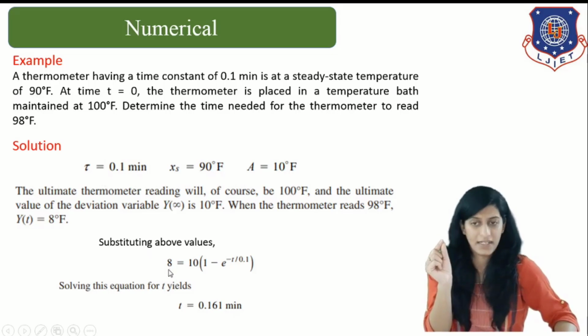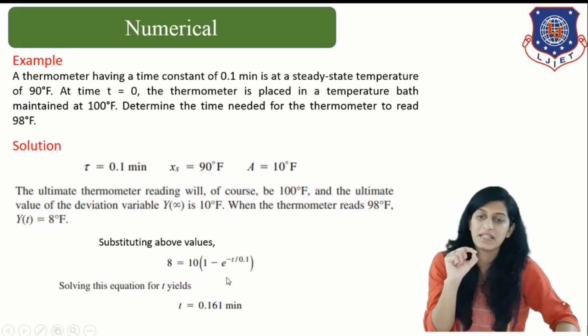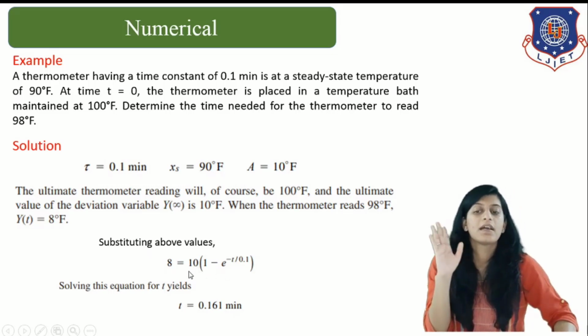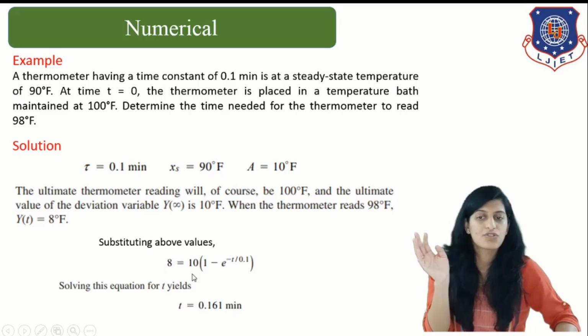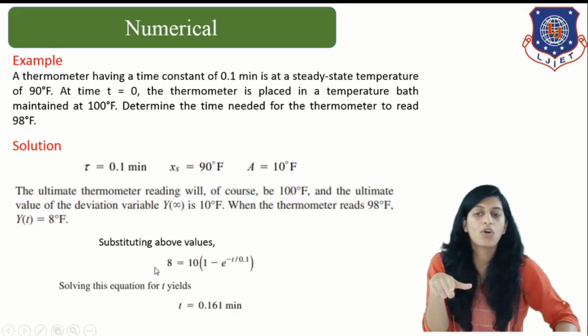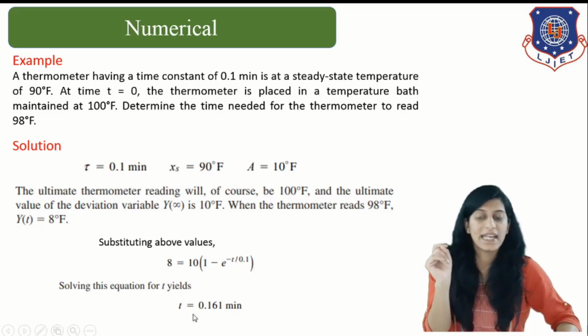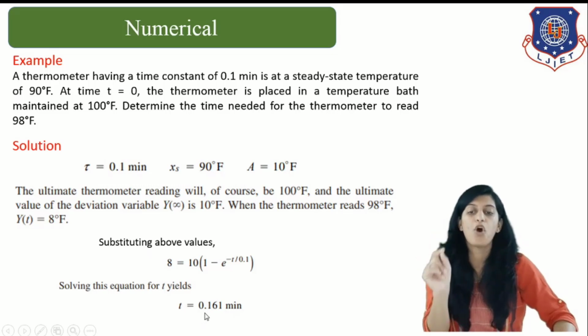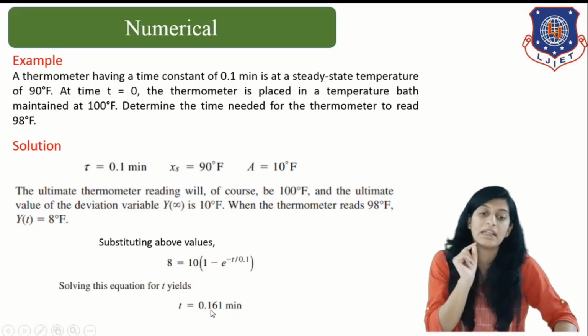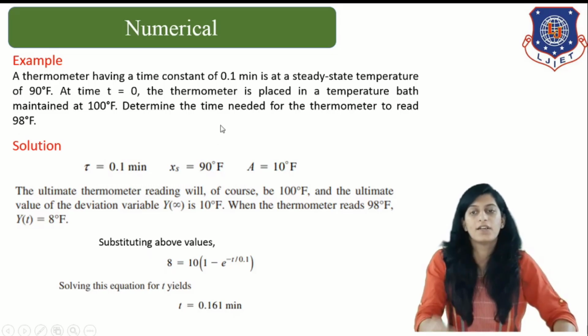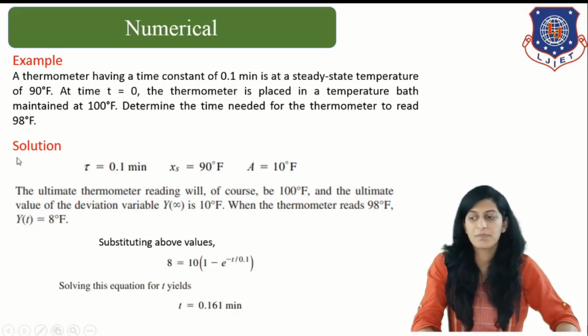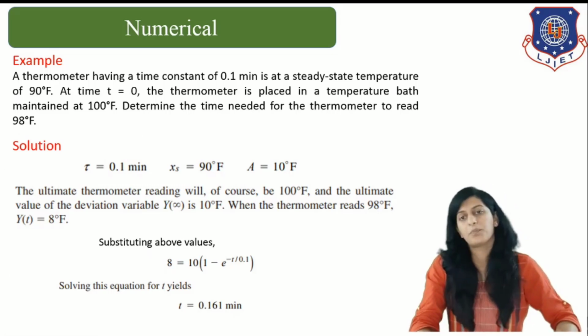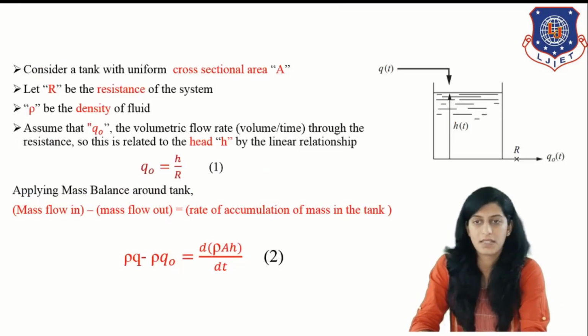Y of t is 8, which equals A, which we have calculated as 10, into 1 minus e raised to minus t by tau. Now simplify this equation. Just take the log of this equation and you will get the value of t as 0.161 minute. So this is a numerical based on step input for a first order system.